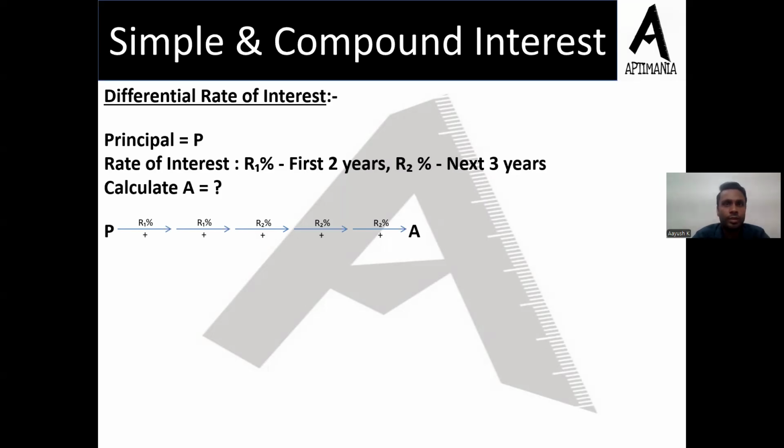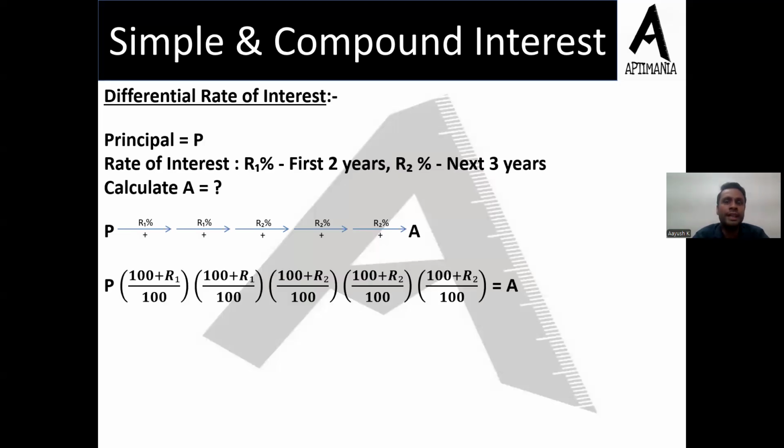सबसे पहले मैं P लिखूंगा (100 plus R1 upon 100) for the first arrow, (100 plus R1 upon 100) again for the second arrow, and for the next 3 arrows, I'll write (100 plus R2 upon 100) 3 times equal to A. If I sum up, I'll get P (100 plus R1 upon 100) का square, (100 plus R2 upon 100) का cube equal to A. So this is the formula for calculating amount in case the rate of interest is varying, it's differential, or it is changing in between the tenure. Clear? I hope we can go ahead with this. You can take a note.